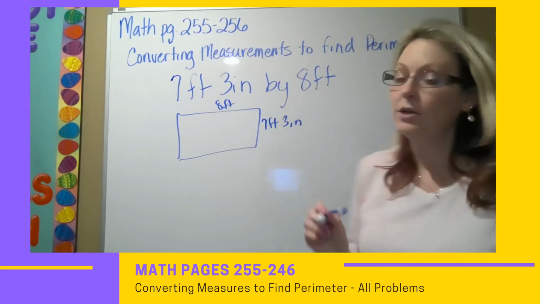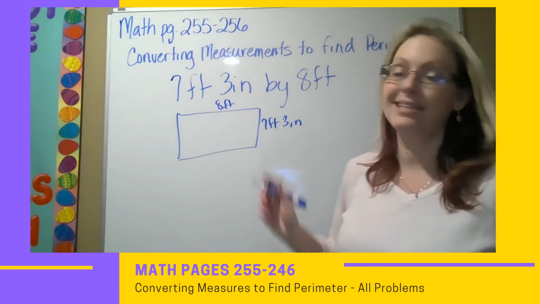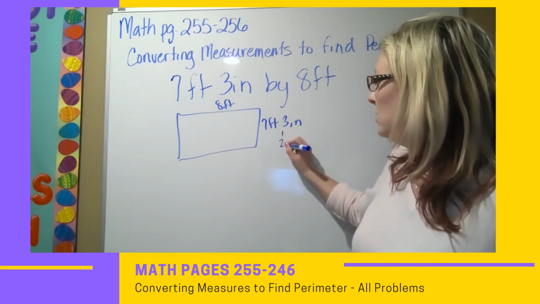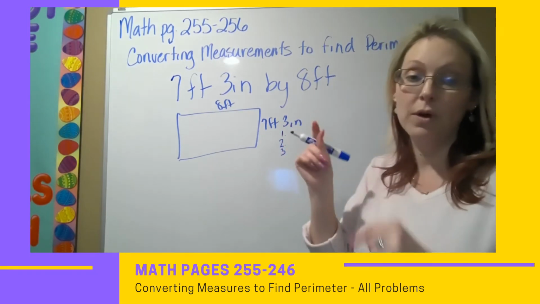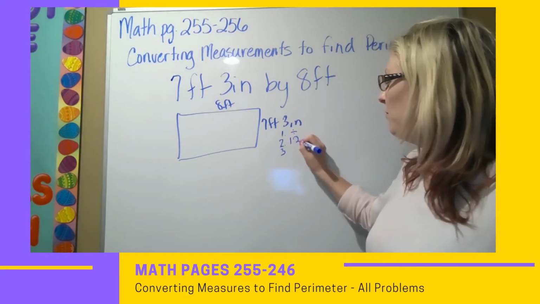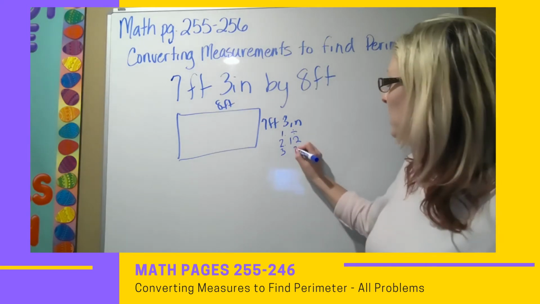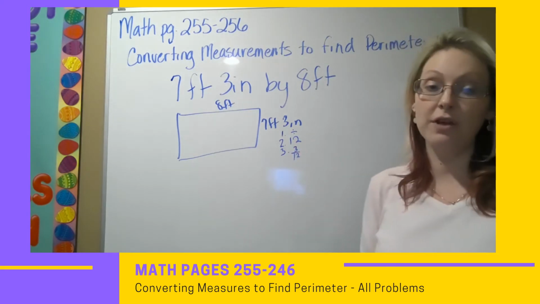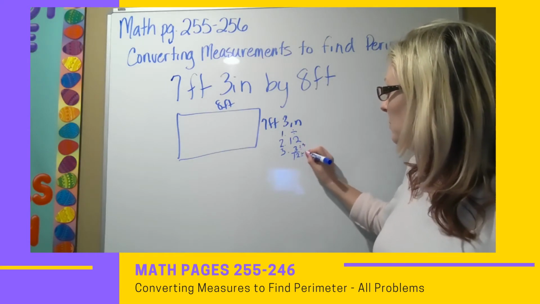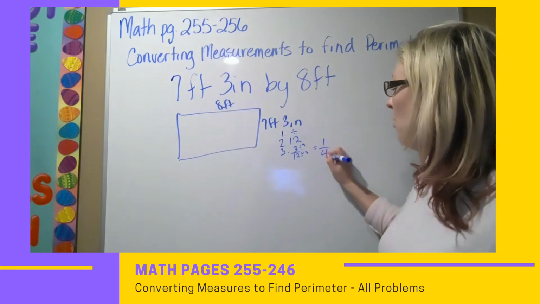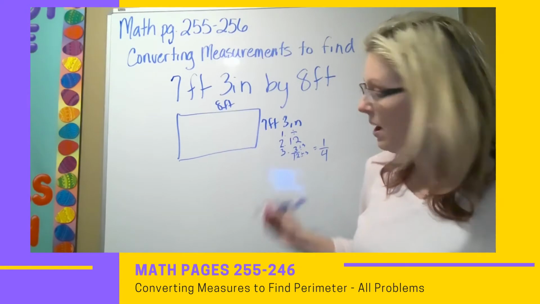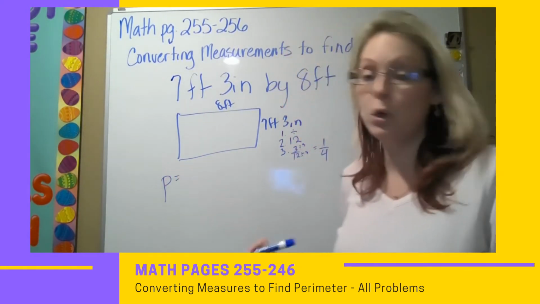Well, we need to convert these inches into feet. So we're going to do the same thing by doing our 1, 2, 3, and we know that we're going from smaller to larger, so we divide, right? We have 12 inches in a foot, so we would have 3/12 of a foot, or we could reduce it by dividing by 3, which gives me 1/4. Now with that, we have to do our perimeter equation.